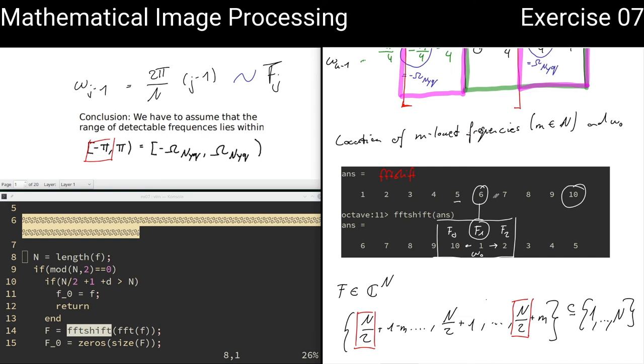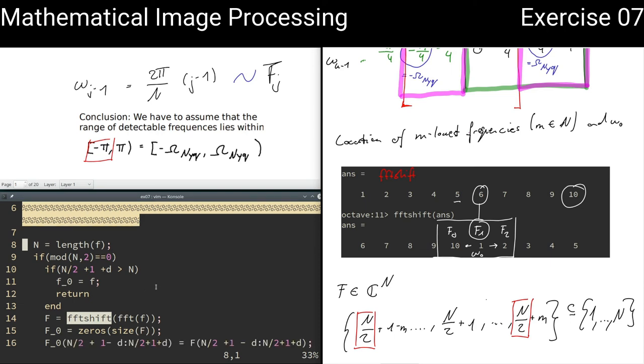Take my signal, and then I rearrange the coefficients so that the low frequency components are located precisely in the middle and the high frequency components are at the outside. And now comes the formula that we just discussed. I now write a new set of coefficients that I initialize with zeros, and I copy the coefficients that I want to maintain.